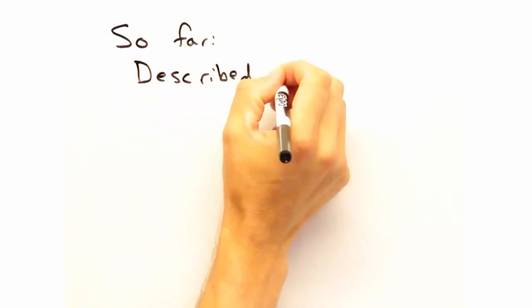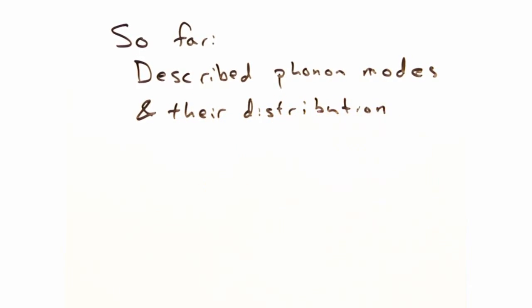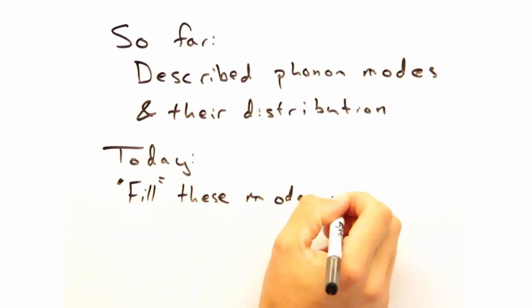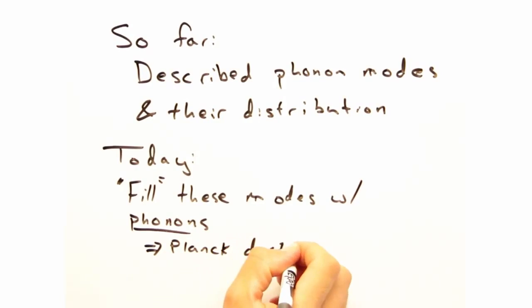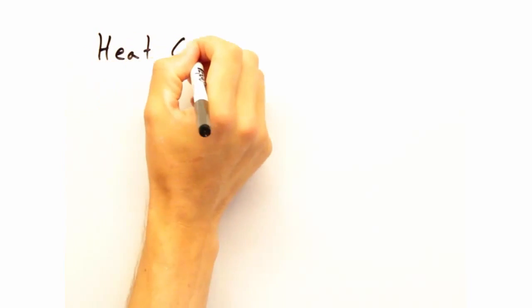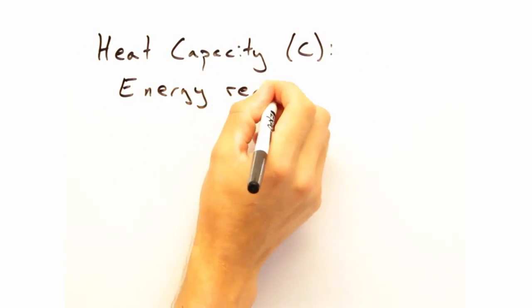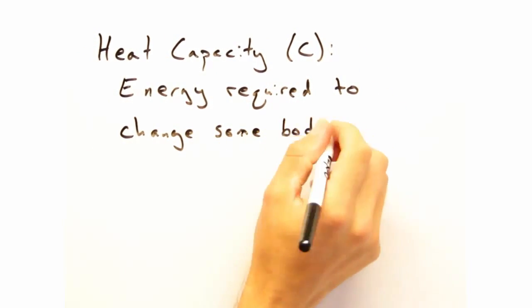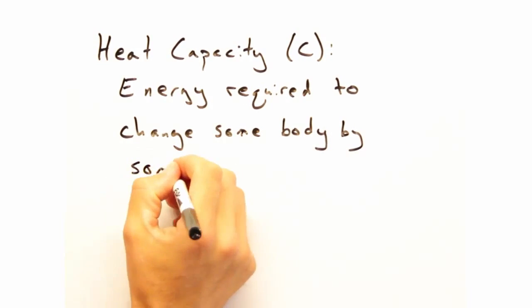So far we've been talking about vibrational modes and how they're distributed, but we haven't really talked about how they're filled. Today we're going to be using some statistics to talk about the Planck distribution and the heat capacity for phonons. As a reminder for those who haven't had Gen Chem in a while, heat capacity is defined as the energy required to change some body by some delta T.